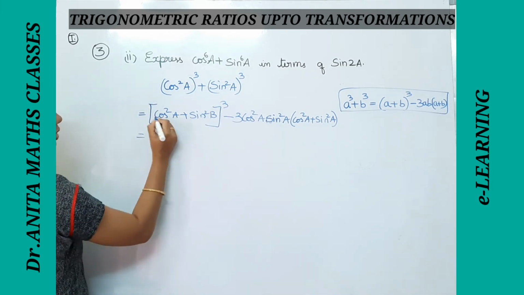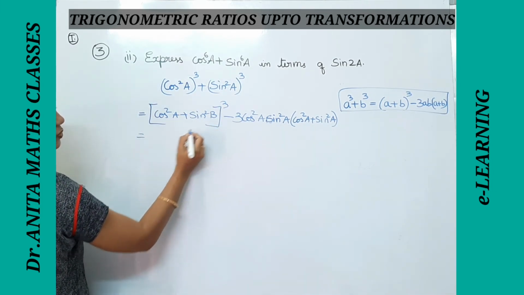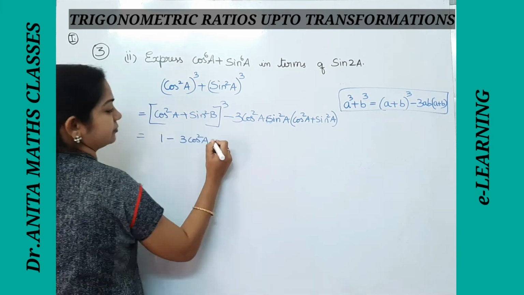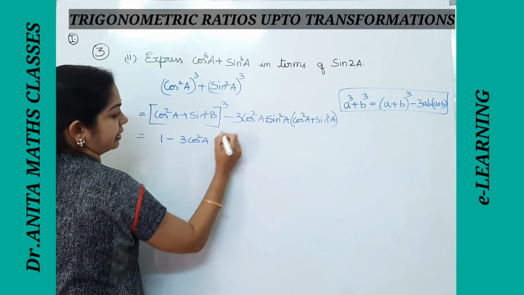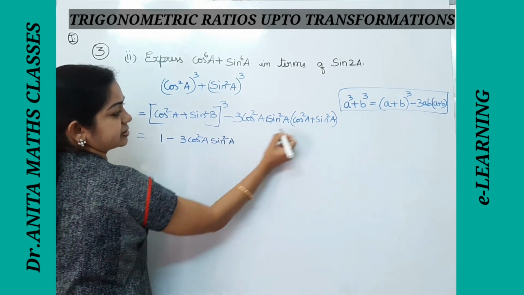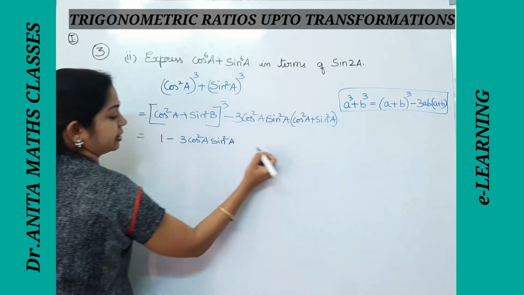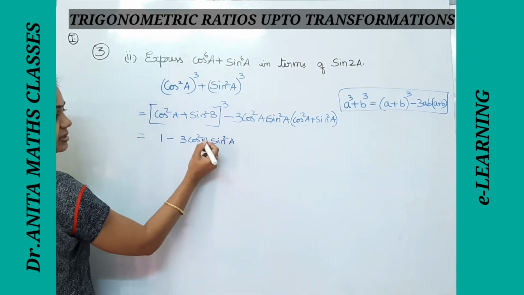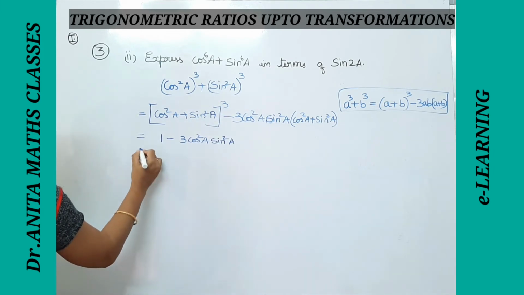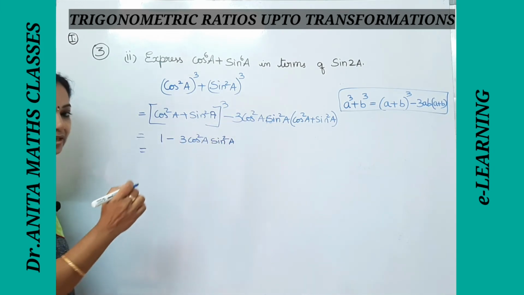Now here this, according to the identity, this becomes 1. So 1 cube is 1 only here, minus 3 cos square a sin square a, and this cos square plus sin square is again 1 according to the identity. So multiplied by 1, the same thing. Here, sorry, this is a, right. Now here 1 minus 3 cos square a sin square a is the answer.